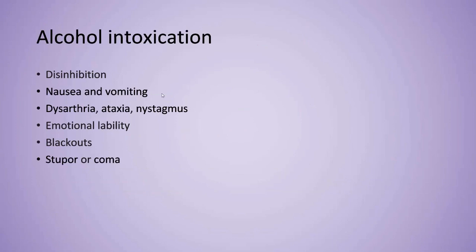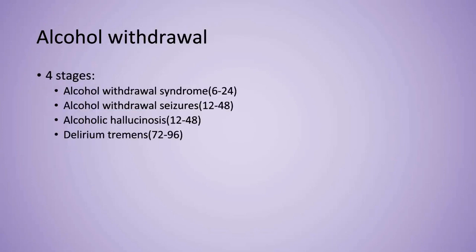Our last depressant is alcohol. I haven't really mentioned alcohol in extreme detail because honestly, it could have at least 6 to 8 slides on its own. But when you are intoxicated with alcohol, you will have disinhibition, nausea, vomiting, dysarthria, ataxia, blackouts, stupor, coma. I haven't really seen many questions where they've given alcohol intoxication as that, but the withdrawal is much more important. I'm sure you guys have read the withdrawal in detail as well.